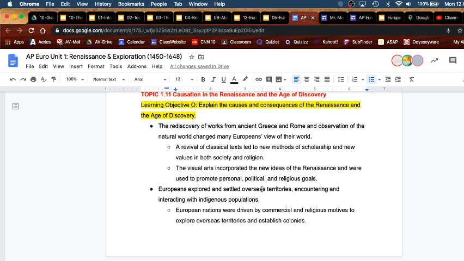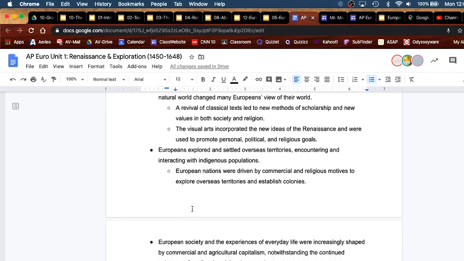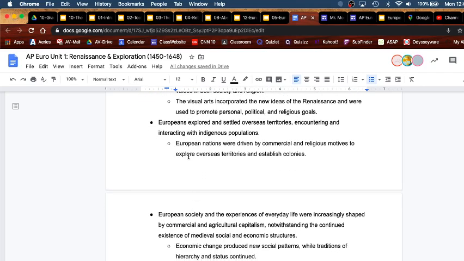Europeans explored and settled overseas territories, encountering and interacting with indigenous populations. Right? We talked a lot about how Europeans come into conflict and contact with Native Americans and Africans, how they take over Native American lands, destroy Native American civilizations, and incorporate the transatlantic slave movement. So that's definitely going to be a major piece of that.